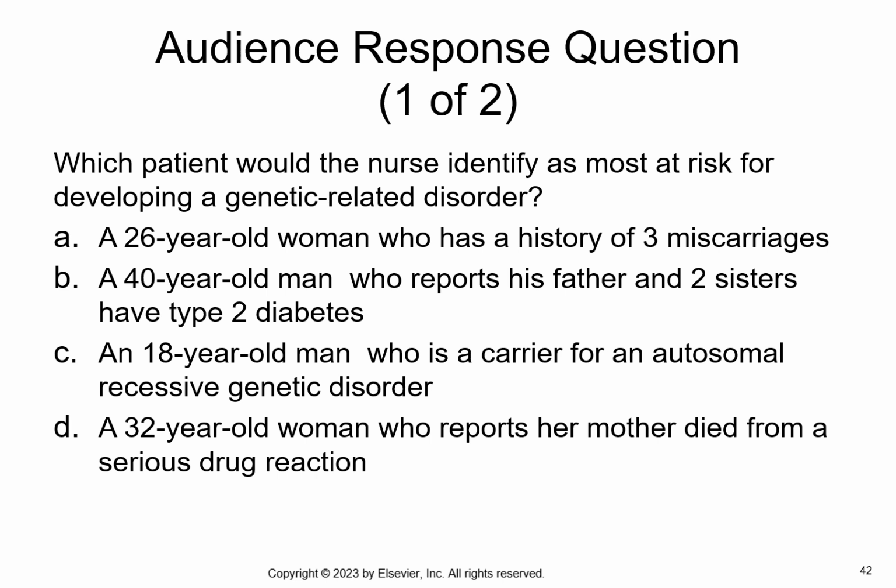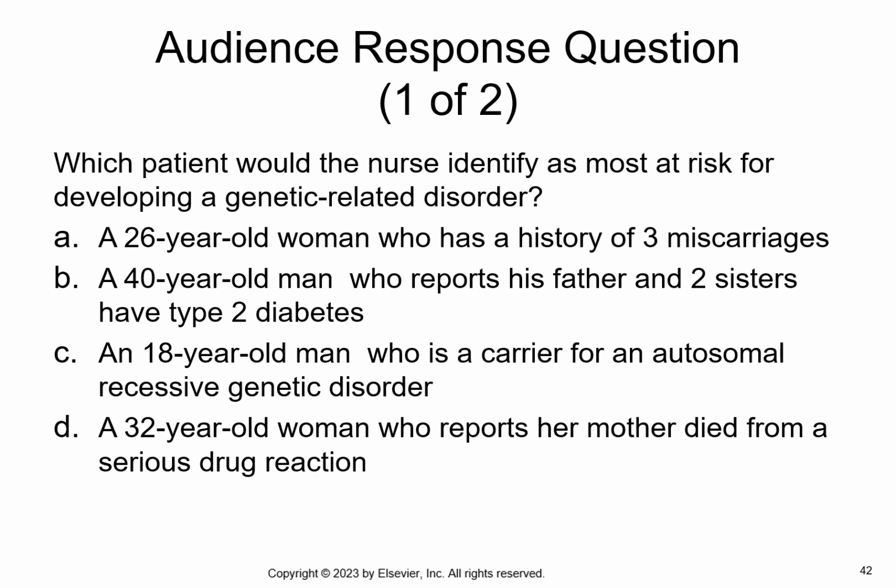Okay. Let's go down to C. An 18-year-old man who is a carrier for an autosomal recessive genetic disorder. Autosomal recessives do not express into the phenotype. So he is a carrier. He can pass it on to his kids. However, he is not going to get sick. He is not going to develop a genetic-related disorder from being an autosomal recessive carrier.